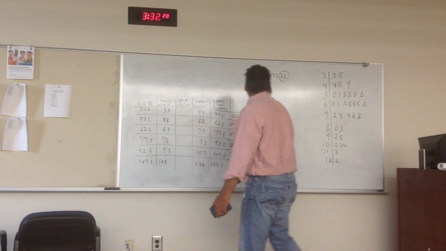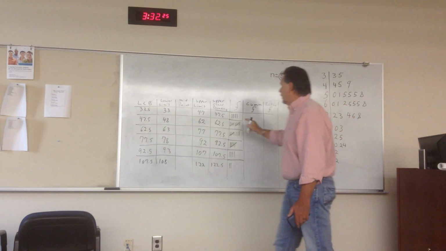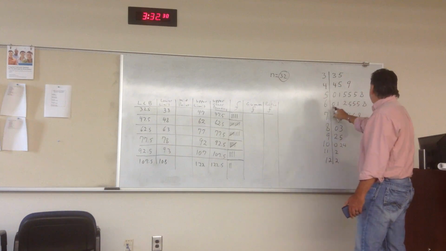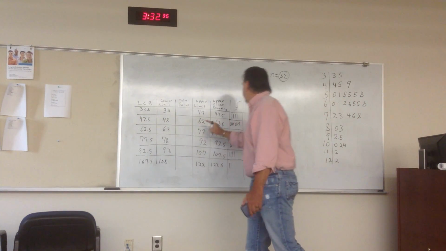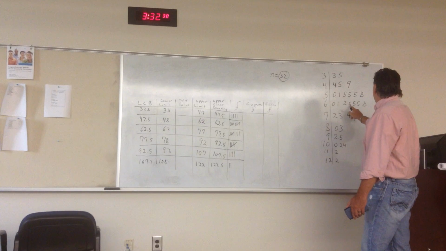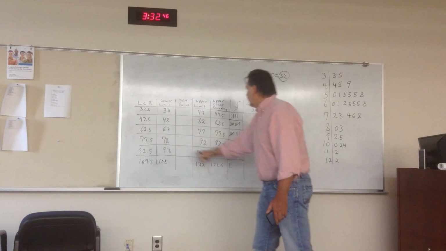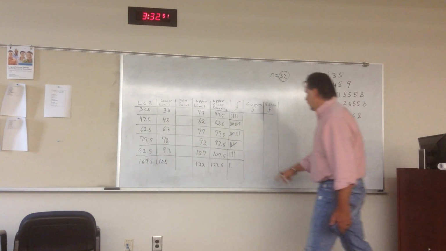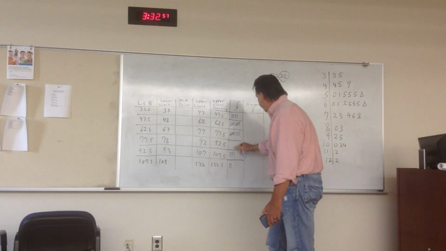So from 33 to 47, I've got 1, 2, 3, 4. That looks correct. And from 48 to 62, 1, 2, 3, 4, 5, 6, 7, 8, 9, 10. That looks correct. And from 63 to 77, I've got 1, 2, 3, 4, 5, 6, 7, 8. That looks correct. 78 to 92: 1, 2, 3, 4. I made a mistake there. So that is 4.